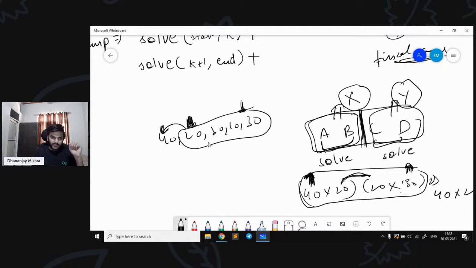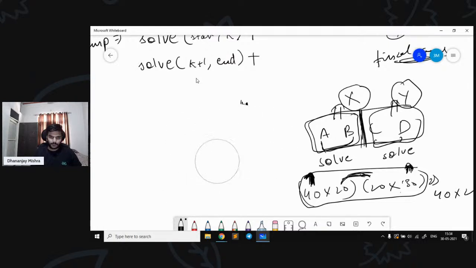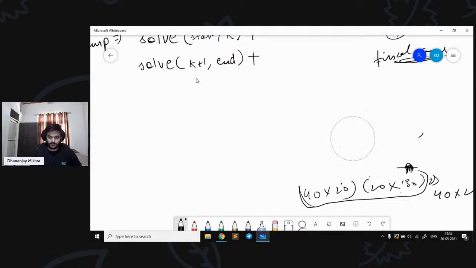Suppose I did a partition here. I will take the start one, the kth one in the dimension at the kth index, and the end one. I hope it is clear, because you can analyze it from here: this was our start and end and the kth one, right? So the cost will come out to be 40 into 30 into this 30. That's how we will be taking the cost of this. I hope it is clear to you, right?